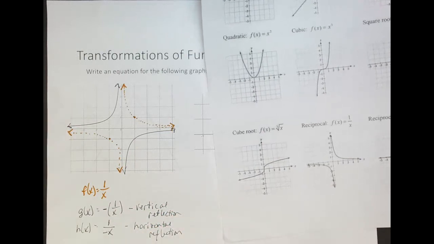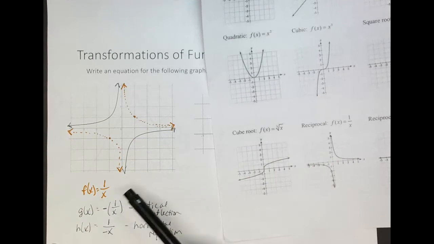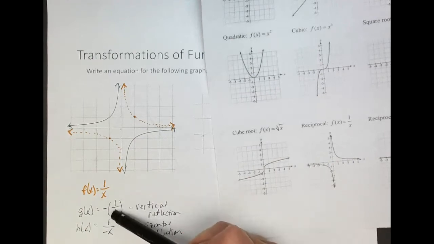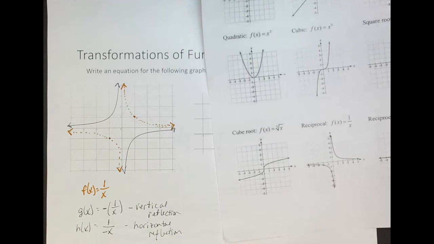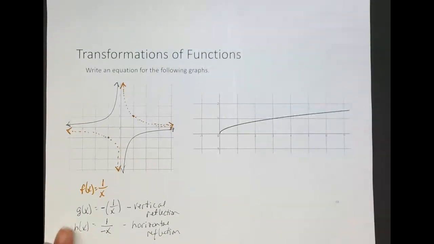In this case, do you see that it doesn't matter? Both of these answers are correct. Because, of course, when I distribute the negative sign, it's either negative 1 over x or 1 over negative x, right? So algebraically, these two expressions are exactly the same. So either one of these answers would be the correct answer here.